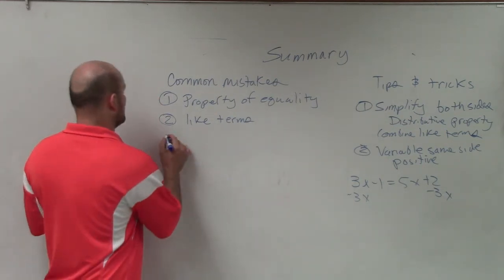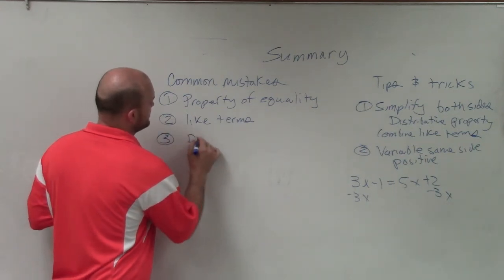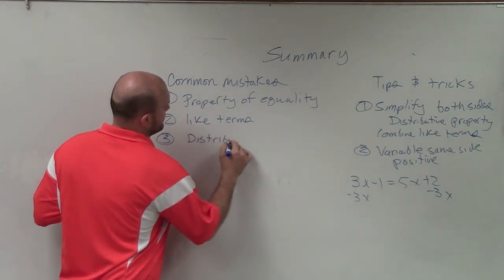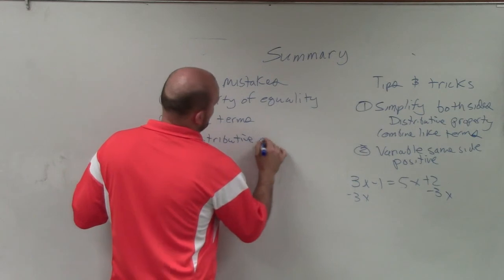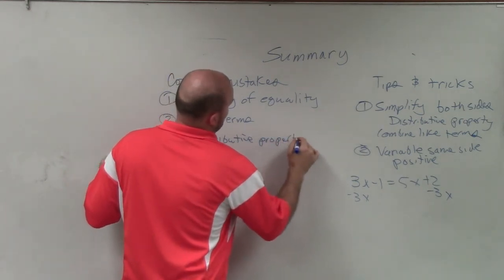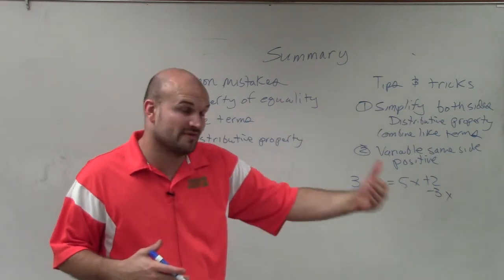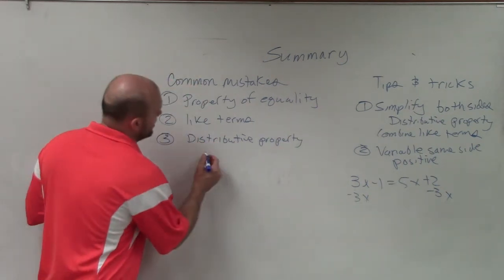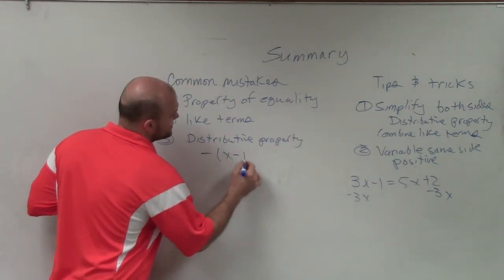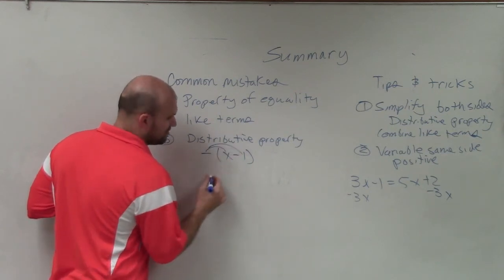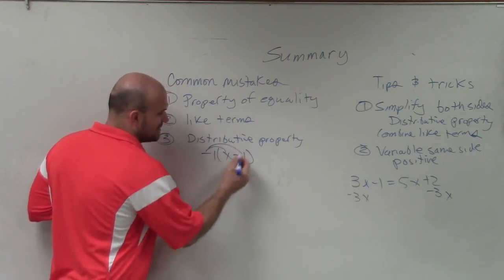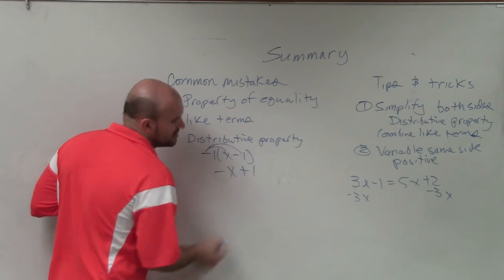Working into another one is going back to simplifying, which is the distributive property. Just make sure when you're applying the distributive property, you multiply that number times both of the terms, especially when there is a negative. This one gets a lot of students. Remember, you're multiplying that negative 1 times both terms, so that's a negative x plus 1.